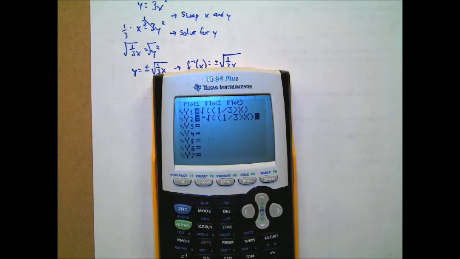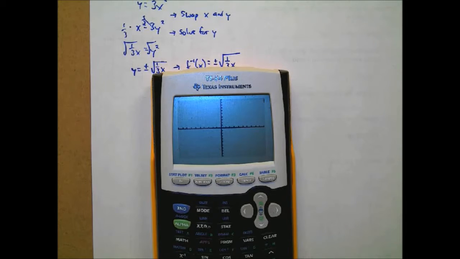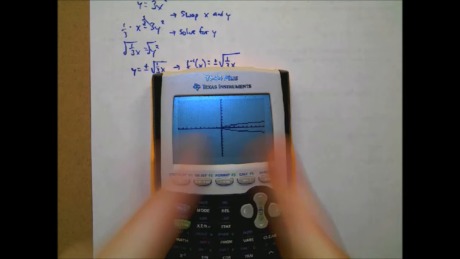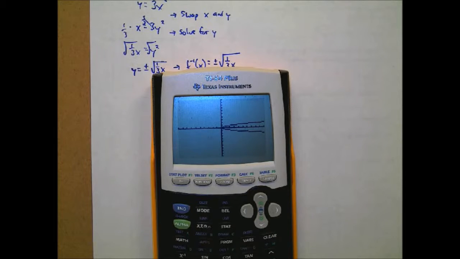I'm going to press zoom 6 just to put it back to the standard viewing window there. All right, there's the plus square root of x. There's the negative square root of x. Now, is this inverse a function? Is this inverse a function? No. Why not? The vertical line test, exactly right.